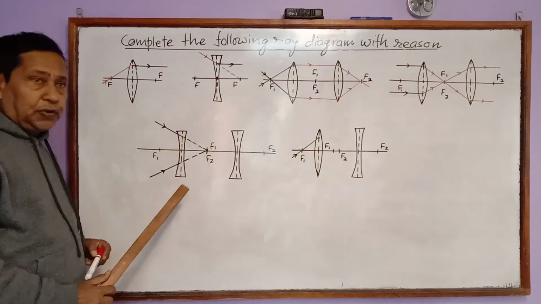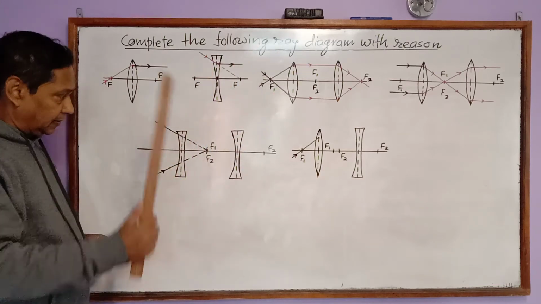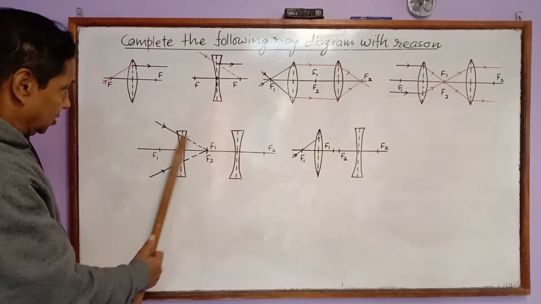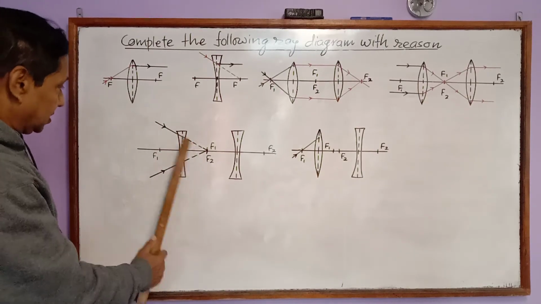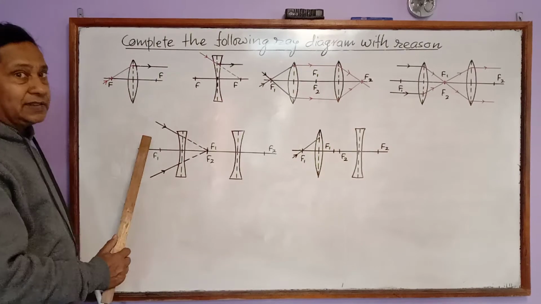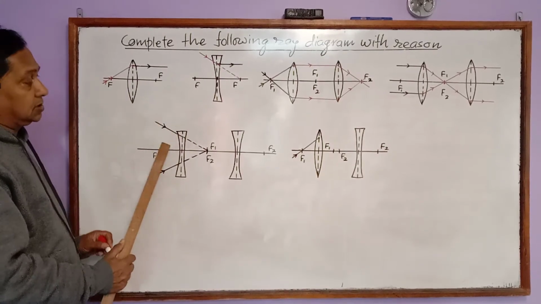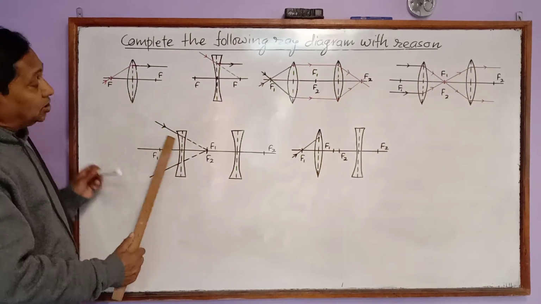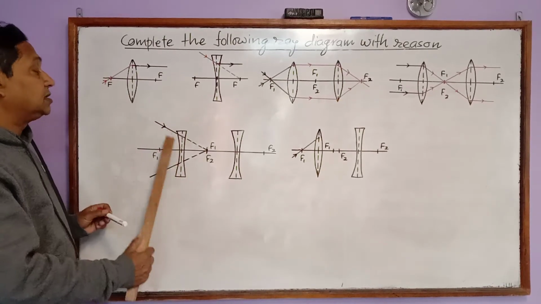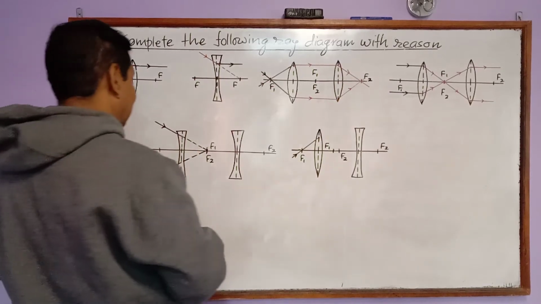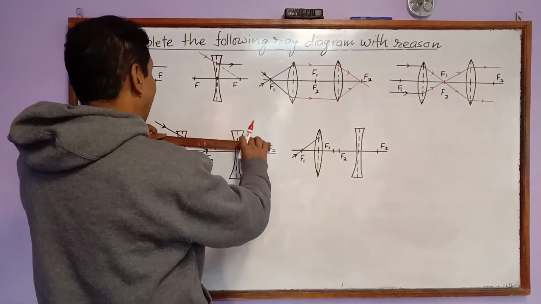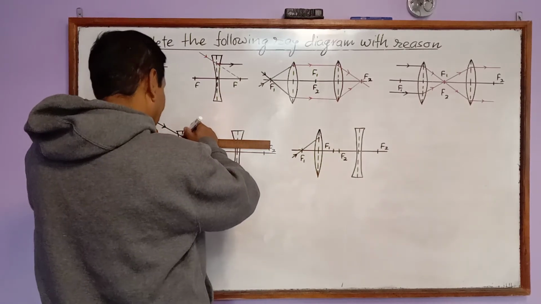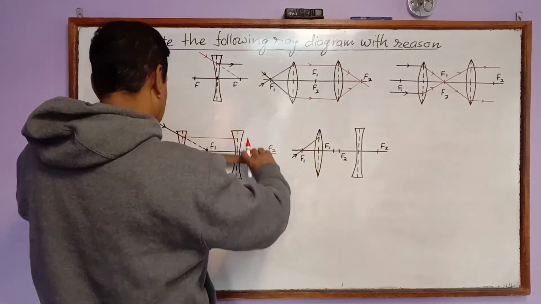Now let's talk about the fifth one. First, second, third, fourth, fifth one. What is shown here? The common focus is shown in between the two concave lenses, f1 and f2, the same point. Two rays of light are directed towards the focus of the first concave lens. If the rays of light passing through a concave lens are directed towards its focus, then this ray of light refracts being parallel to the principal axis of the concave lens after refraction. We have to write this reason first.